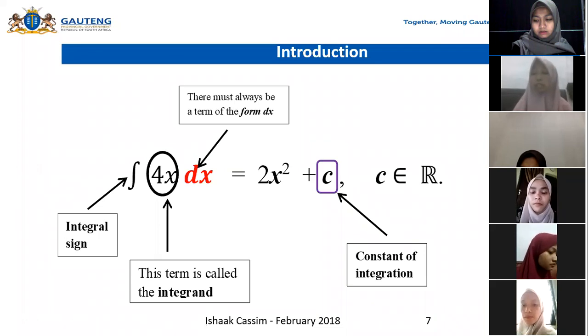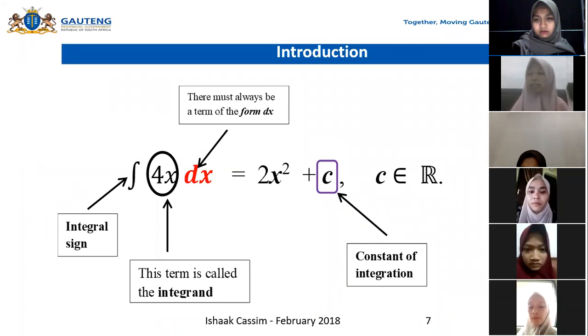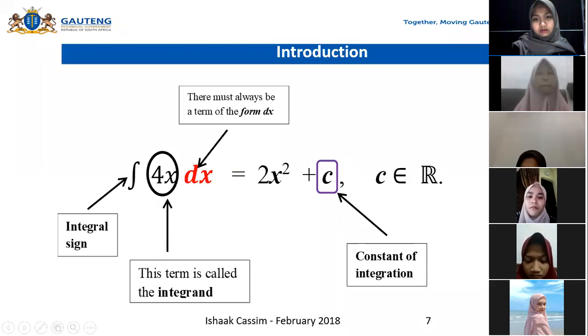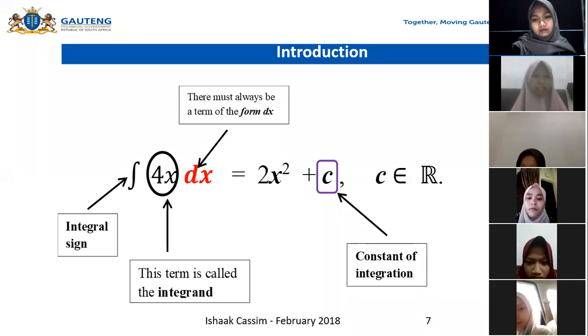Okay, Sarah, can you please read the function on your screen? Okay, Miss, I will read it. Integral 4x dx equals 2x squared plus c, where c is a real number. Good job, Sarah. So we're gonna go to the next slide.